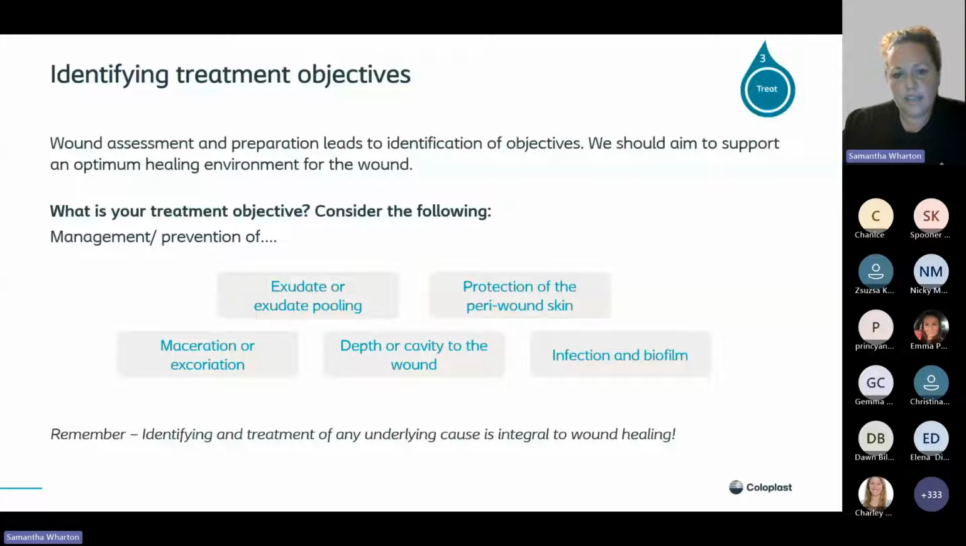I also need to look and see what the depth of the wound is. Is there a cavity? Do I need to use a filler? Or is it actually under 2 centimeters depth and I can just use one dressing with 3D fit technology? Are there signs of infection and biofilm? Do I need an active agent to ensure that we're addressing this, using that antimicrobial? But it's also really important to identify the etiology of the wound. You need to know that underlying cause, because that's integral to wound healing.